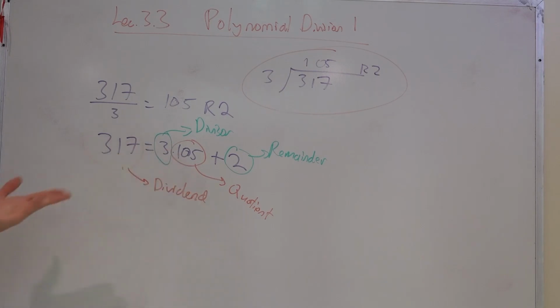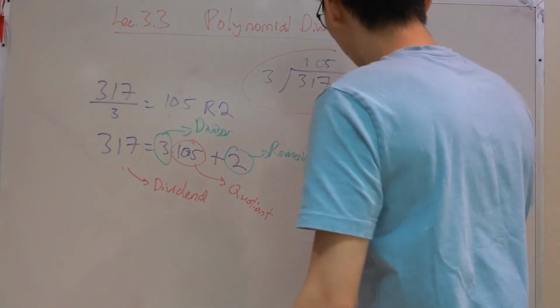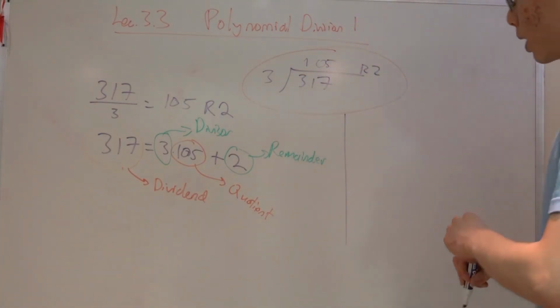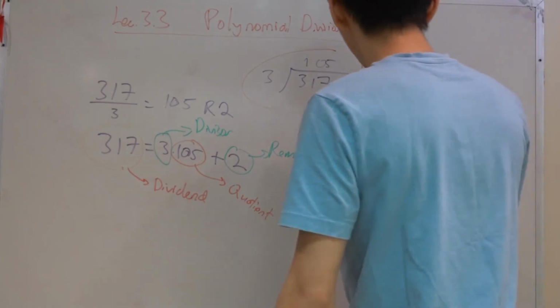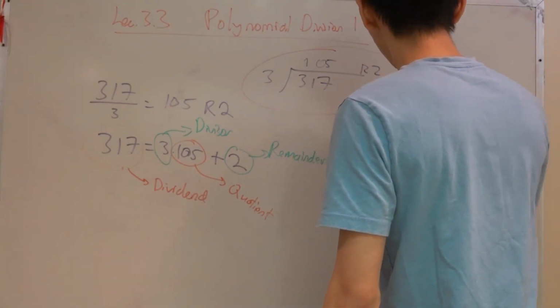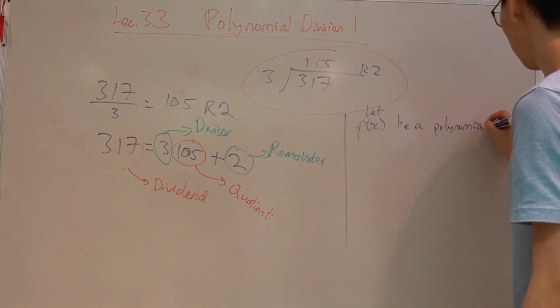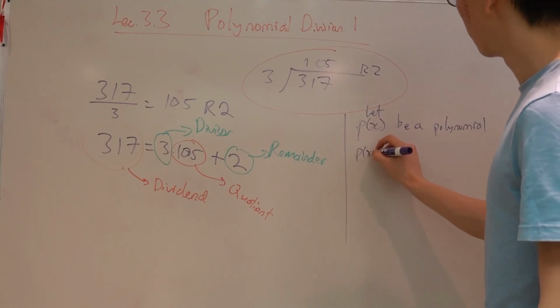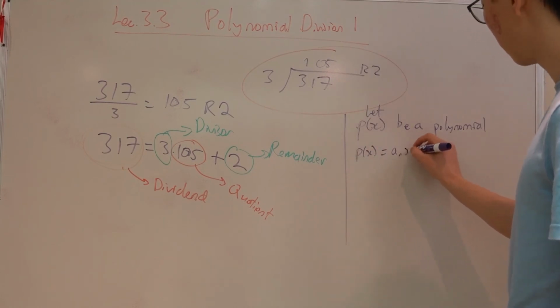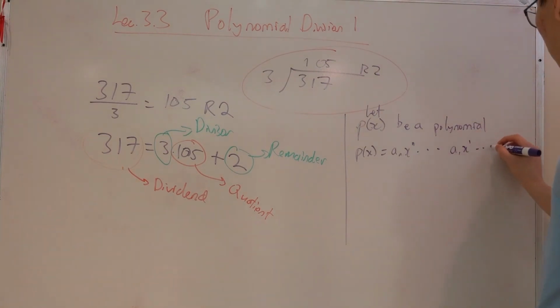So this is the anatomy of our division. What does this have to do with polynomials? Well, it has everything to do with polynomials. With polynomials, we can do the exact same thing. Let p of x be a polynomial, which means p of x is a function of the form a_n x^n. I'm not going to write the rest of it today, plus a_0.